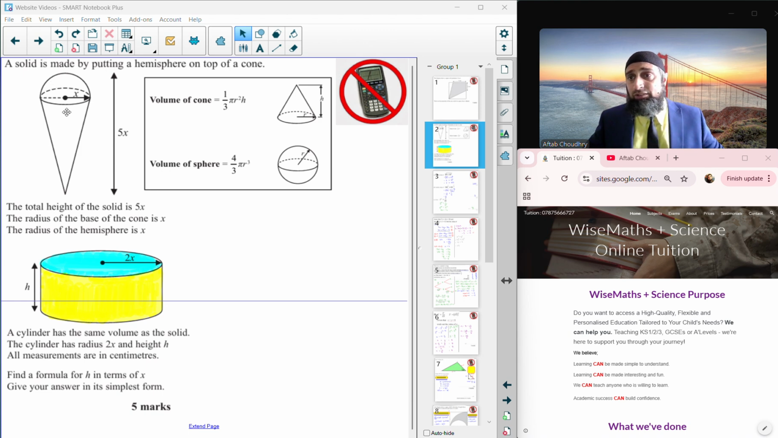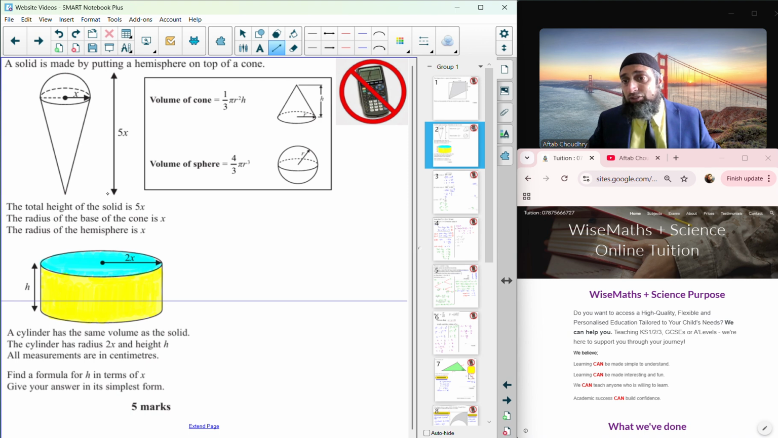We've been told that this solid over here is made by putting a hemisphere on top of a cone. Now, a hemisphere is half a sphere in terms of the volume. What we need to know is the total height of the solid is 5x, and the radius of the base of the cone is x. The radius of the hemisphere is also x. So if I want to get the height of the cone, this part over here represents 4x. So let's just write that in. The height of the cone is 4x.